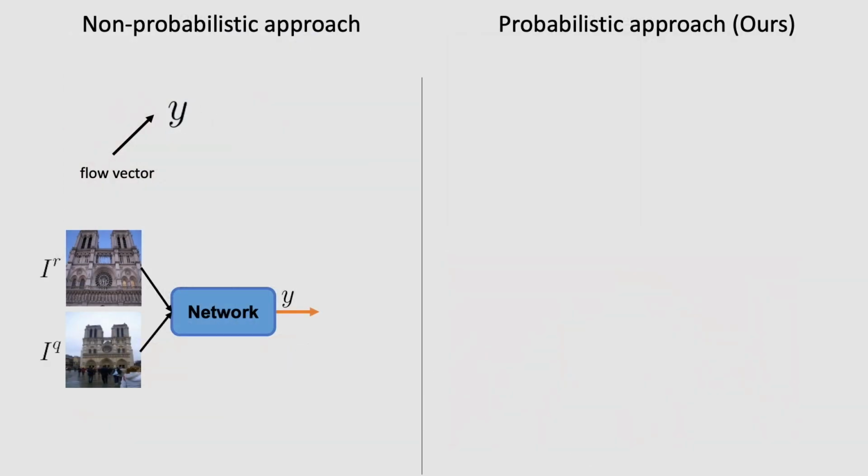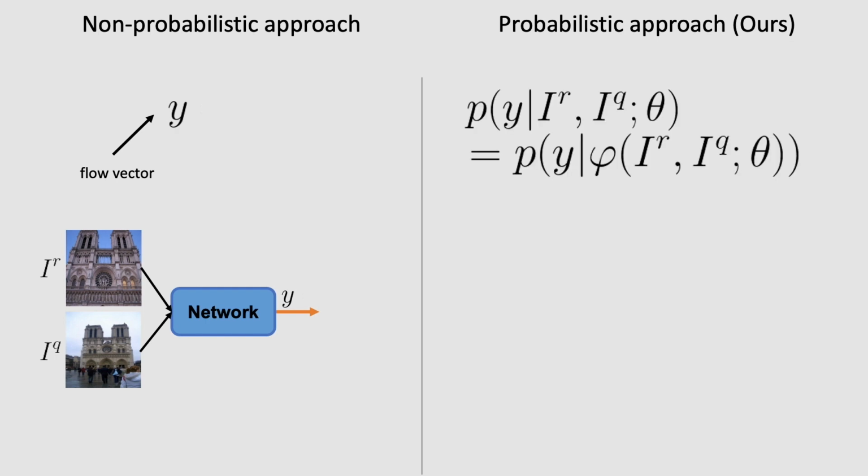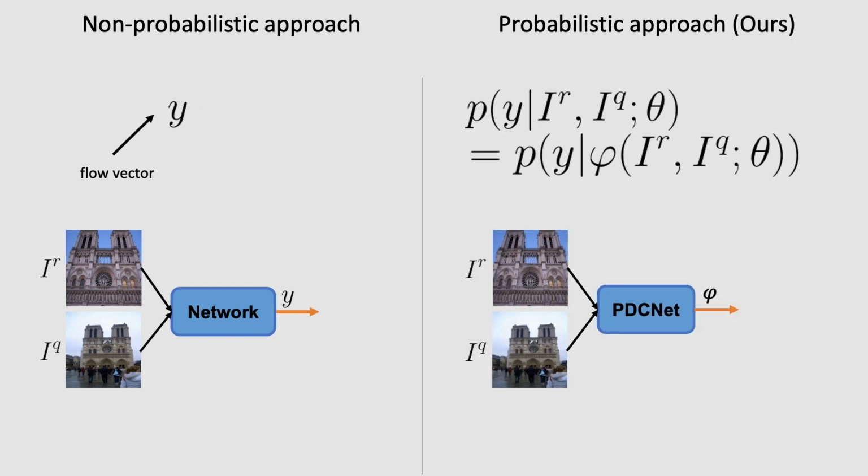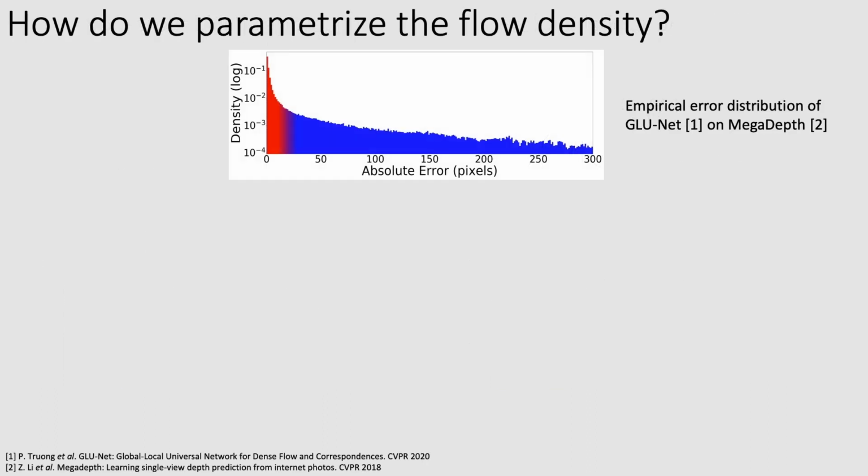While most methods train a network to predict a flow vector y at each location, our goal is to predict the conditional probability density of each flow vector y given the input images. In practice, the network predicts at each pixel location the parameters phi of this flow density, which encode both flow and uncertainty information. So how do we parameterize this flow density? From this empirical error distribution, we see that errors can be categorized into two populations, inliers and outliers.